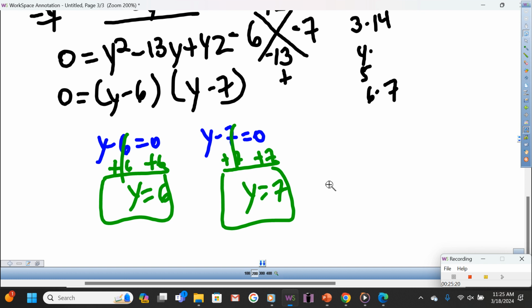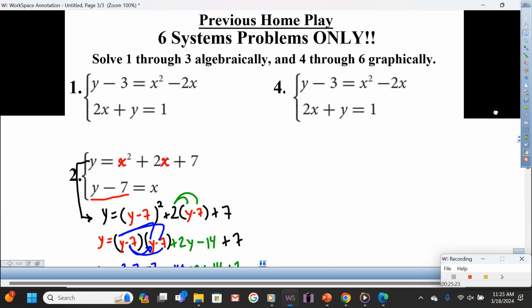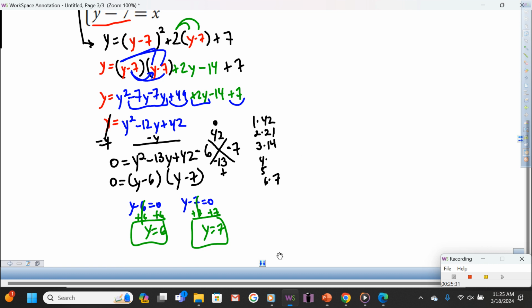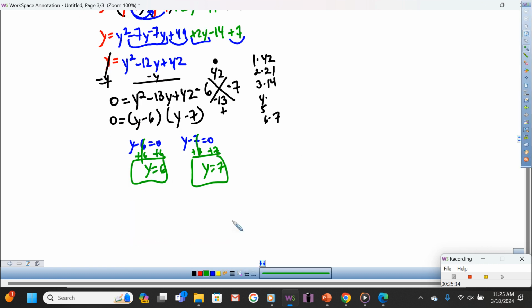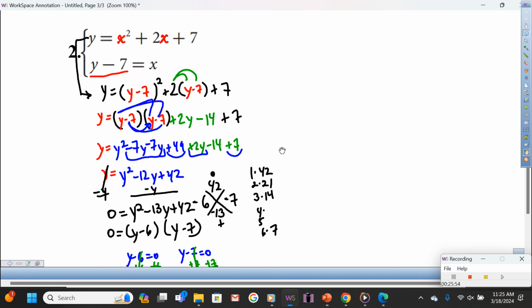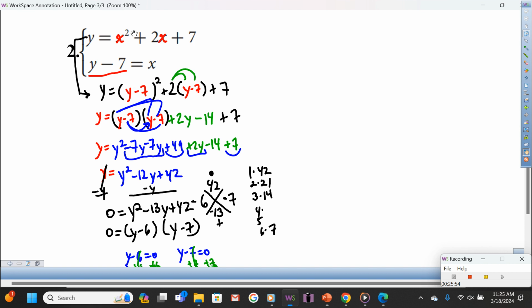However, let me zoom out. Look up. What did we start off with? A system. That means we need solutions, right? And coordinates. So what does that mean, Mr. Q? That means that underneath the y, you're going to open up a coordinate right here and right here. Y for this one is 6, and y for this one is 7. So that means what, guys? That we need to solve for what? For x. So that means we need to substitute those values into one of the two equations. Which one do you want to use? The second one?